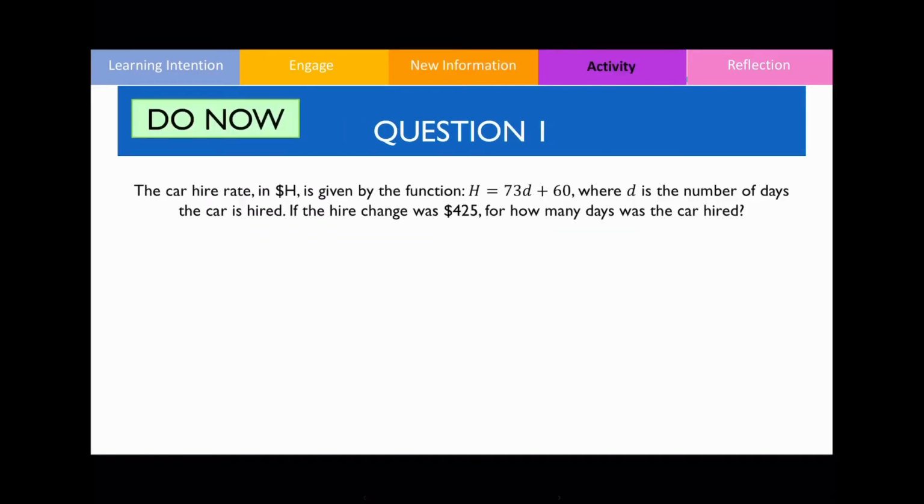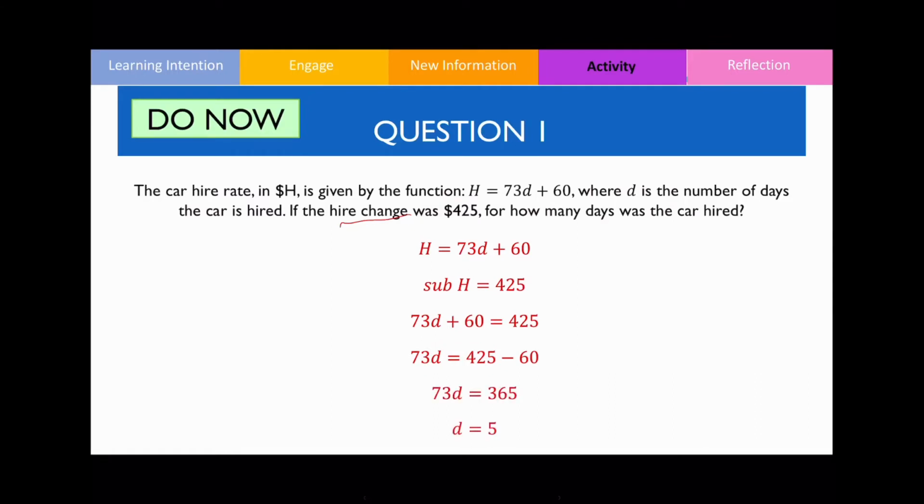Going through the very first question, the car hire rate in H dollars is given by the function H is equal to 73D plus 60, where D is the number of days the car is hired. If the hire charge was $425, for how many days was the car hired? They've given us the charge, the value of H. All you need to do is substitute 425 into the equation and solve for D. So we'll subtract both sides by 60 and divide both sides by 73. Hence, you're going to get an answer of 5. So your answer is 5 days.